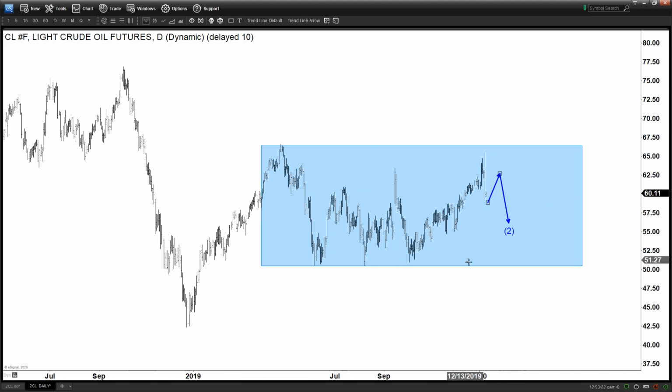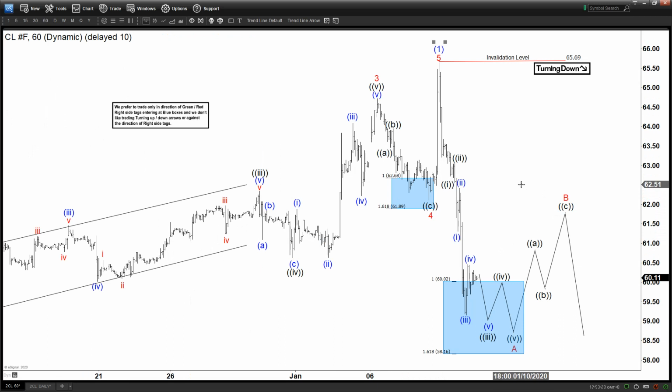Regardless, from the shorter cycle point of view, at least what we can conclude here is that the decline looks impulsive. Okay, so therefore, as long as the bounce stays below here, then we have a chance for oil to do another push lower within the C leg to the downside to finish at least some sort of an ABC correction from the peak. Okay, so that's what we got in oil.